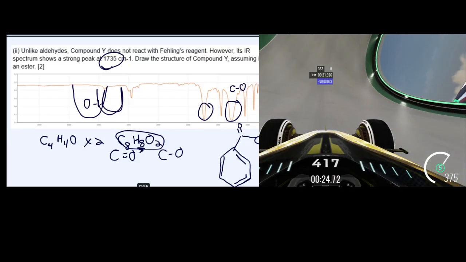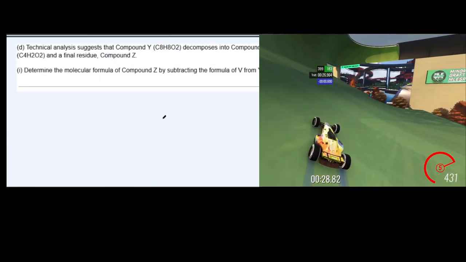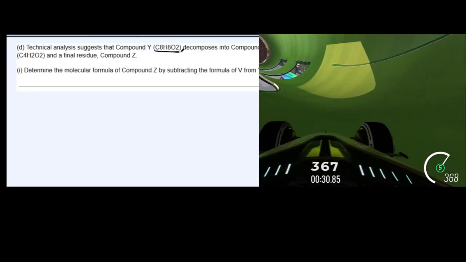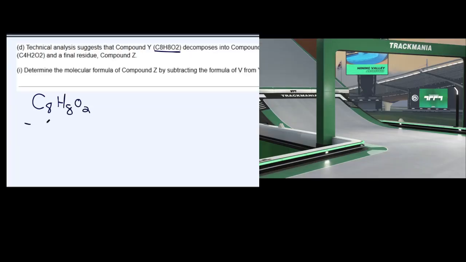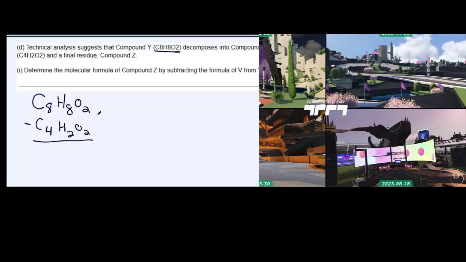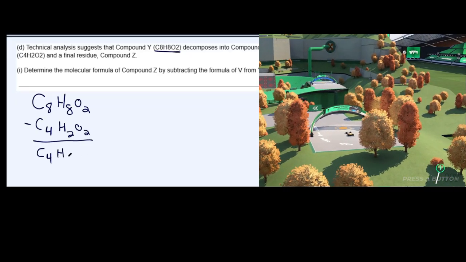We're going to keep that in mind, because our next question is going to have us use that. It was even nice enough to give us formula Y here. It says that this decomposes into V and a final residue, Z. Determine the molecular formula for compound Z. It even tells us what we're supposed to do: we have C8H8O2 to start with, and we're going to subtract from that C4H2O2 to get compound Z, which is going to leave us with C4H6.